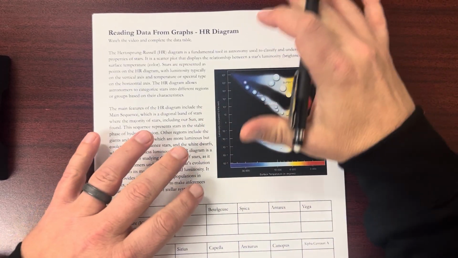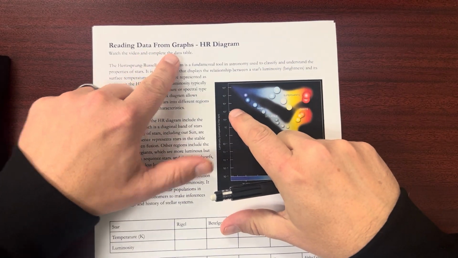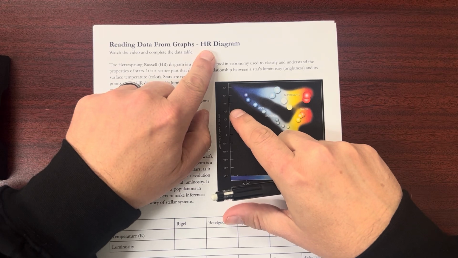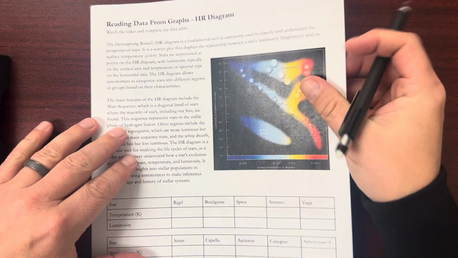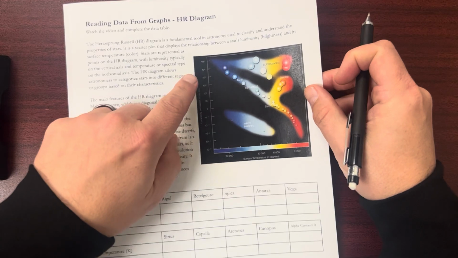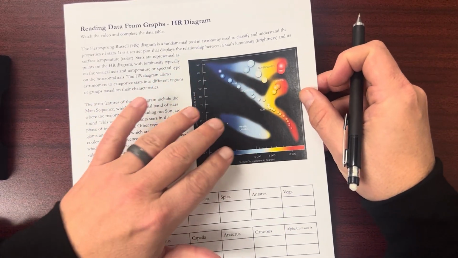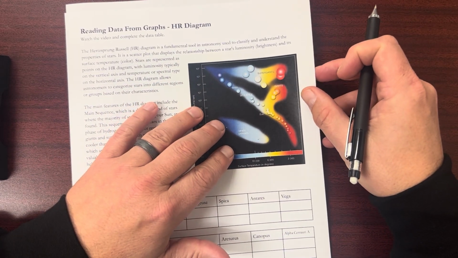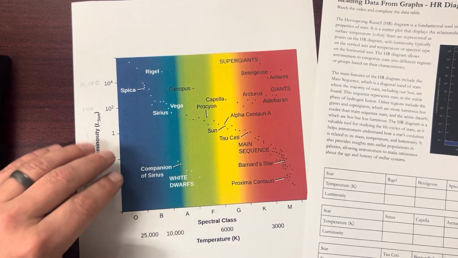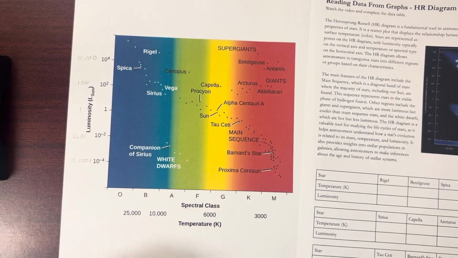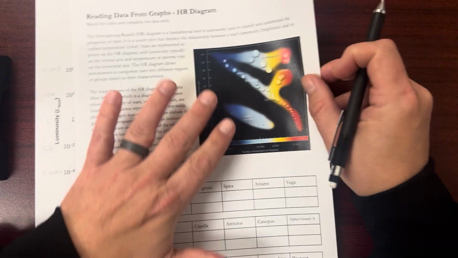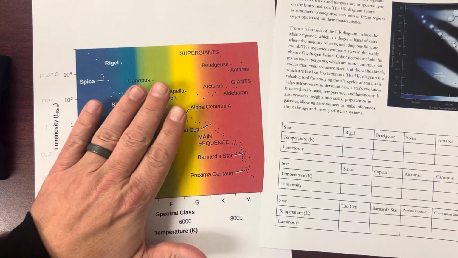Hello, I'm going to go over this worksheet, reading data from graphs, HR diagram. So we're going to be dealing with a couple of graphs here. This is an HR diagram in astronomy. It's for organizing stars. And then we have the same one here. It just looks a little bit different, but it is the same. This is the one that we're going to be using.